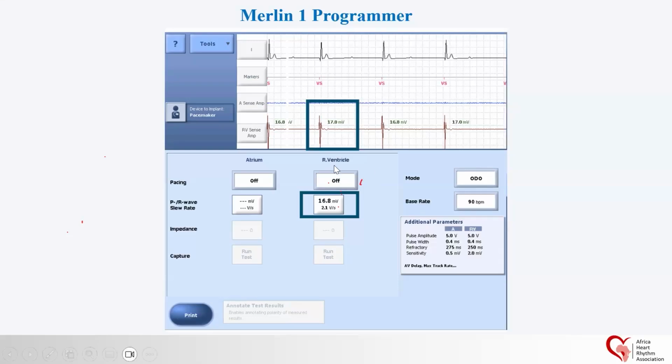Especially if you have RV scar, some places of scar in the RV. But if you have a scar, from the beginning you will not have a good R wave, by the way. Especially if we have fibrosis somewhere, we will not have a good current of injury.